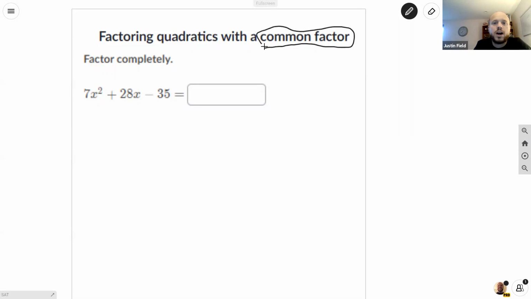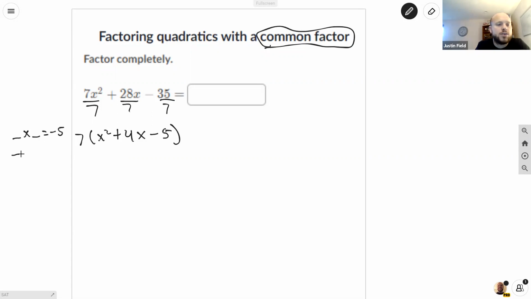So before you start factoring with the boxes, always look for a greatest common factor. What number can you divide all the terms by? If you look here, those are all multiples of 7. 28 and 35 are. So we're going to start by dividing everything. To make it more simple, we're going to divide everything by 7. So that means we can rewrite this as x squared plus 4x minus 5. See? So now we can ask ourselves, what numbers multiply to -5?